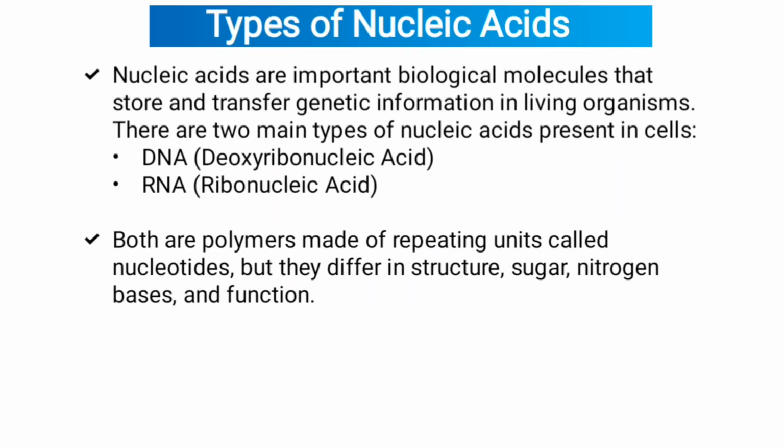Types of nucleic acids. Nucleic acids are important biological molecules that store and transfer genetic information in living organisms. There are two main types of nucleic acids present in cells. First one, DNA, deoxyribonucleic acid. Second one, RNA, ribonucleic acid. Both are polymers made up of repeating units called nucleotides, but they differ in structure, sugar, nitrogen bases, and functions.